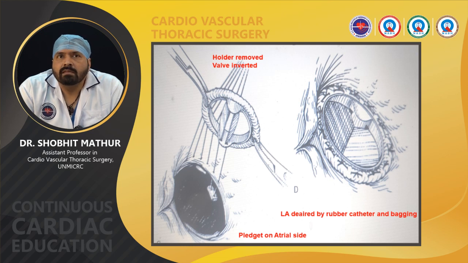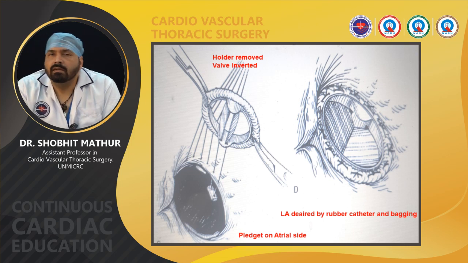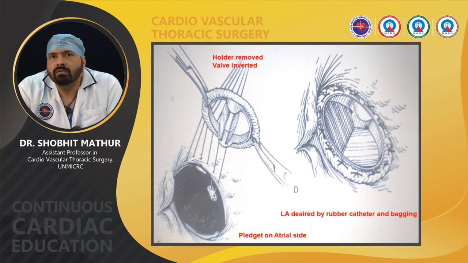In routine MVR surgery the pledgets are on the atrial side, and the valve gets inserted from the LV side, so the holder has to be removed and the valve has to be inverted. Again, the LA is displayed by a rubber catheter. That is a normal procedure that we do, placing a Foley's through the valve.